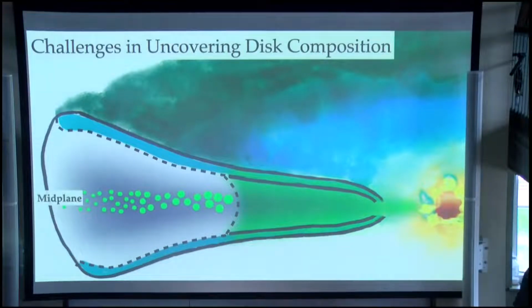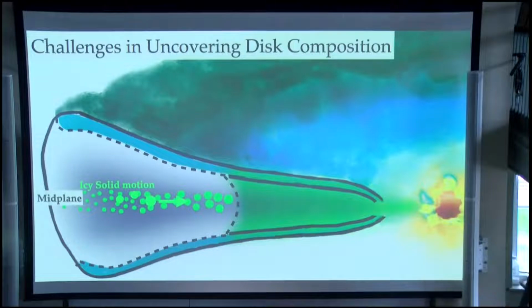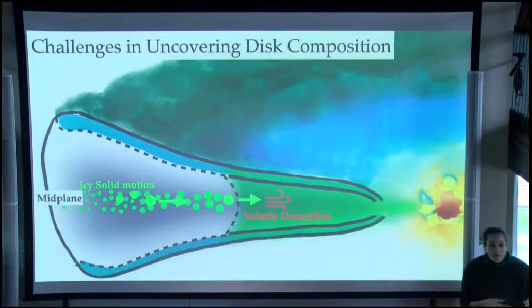However, in the midplane, the ice particles that are present are feeling some gas drag, which causes them to lose some angular momentum and drift inwards towards their host star. So this radial drift will alter the composition. And this radial motion may eventually cause ice particles to reach warmer regions of the disk where they release their volatile mantles, again altering the composition.